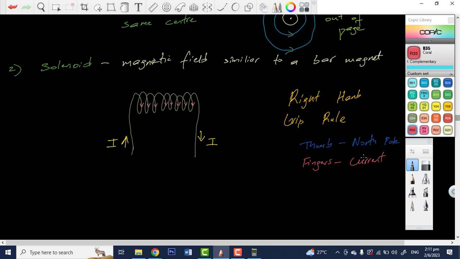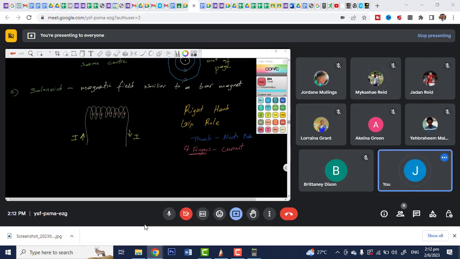So what they say now is that we have to place our right hand over the solenoid so that our four fingers are in the direction of the current. So what you see right here now, based on this diagram, the current is flowing down in the front. So then, we're going to take our right hand, and for the ladies, when you guys do your nails, you take your right hand and you curl your finger down to look at your nails. Right? That's what you do, right?